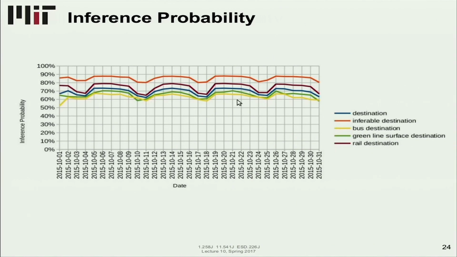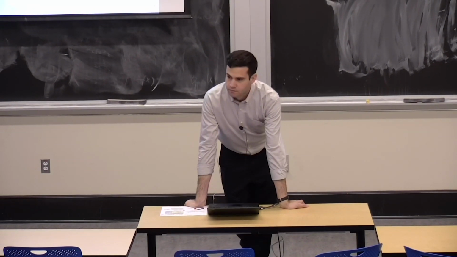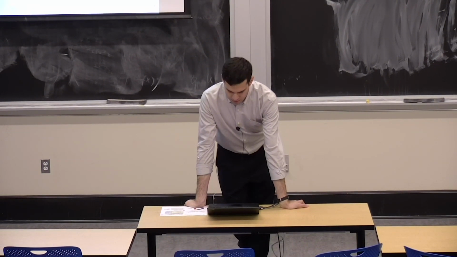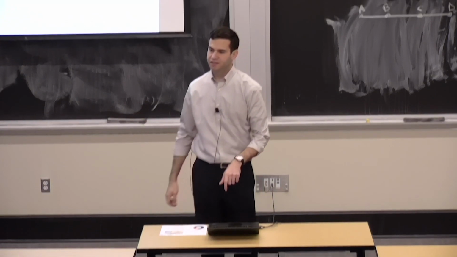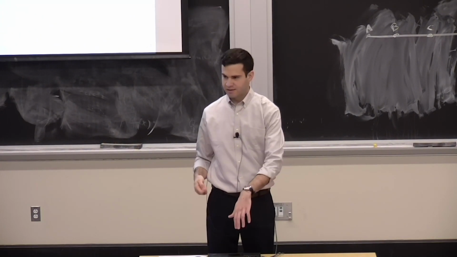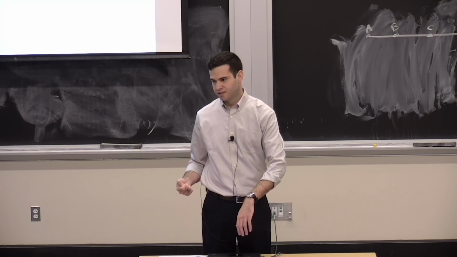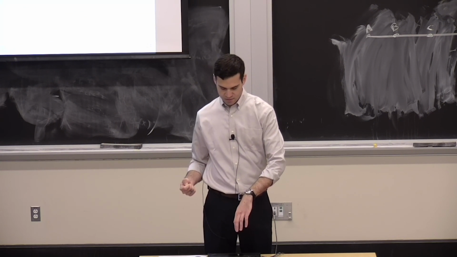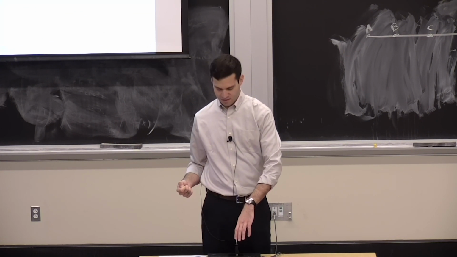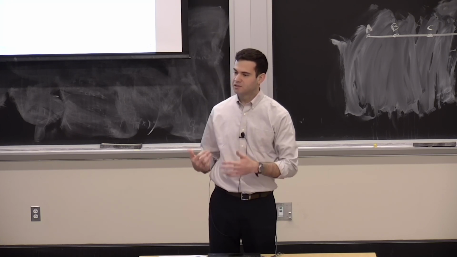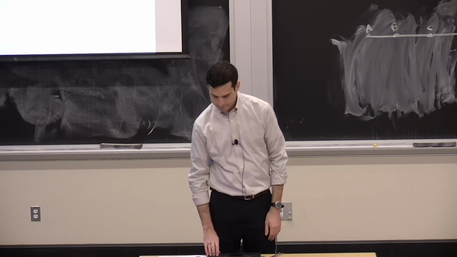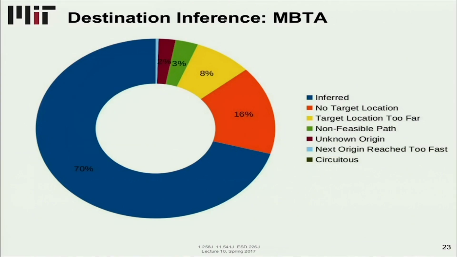So, Gabriel, does this include only people who tapped, or does this also include people who paid cash? The numbers in this slide are everyone. If the person paid cash, they are not counted in the red line because they wouldn't have an inferable destination. But certainly the bus line does include cash transactions, and that's one of the reasons why it's lower. And the no target location on the last slide includes cash transactions too.